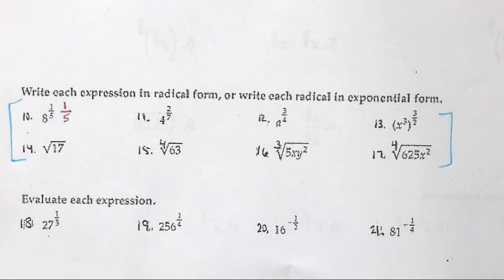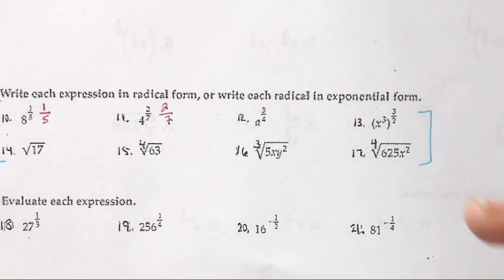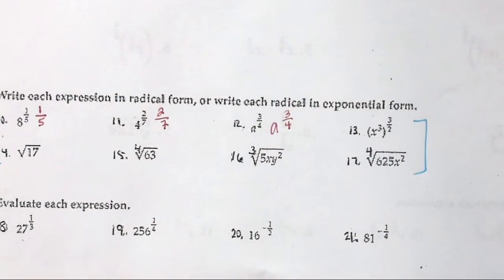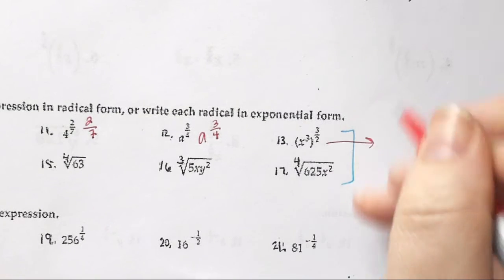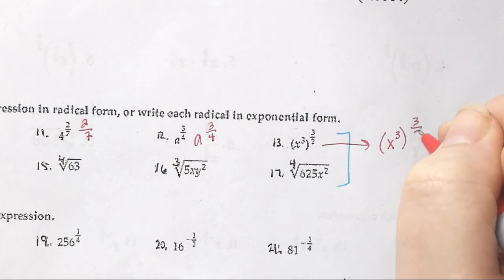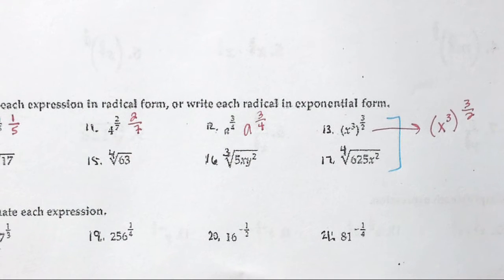Okay, those hard to read fractions. It's a 1/5. It's a 2/7. It is a to the 3 over 4. And then this last one is x to the 3rd raised to the 3 over 2. I think all the others you can read pretty well.